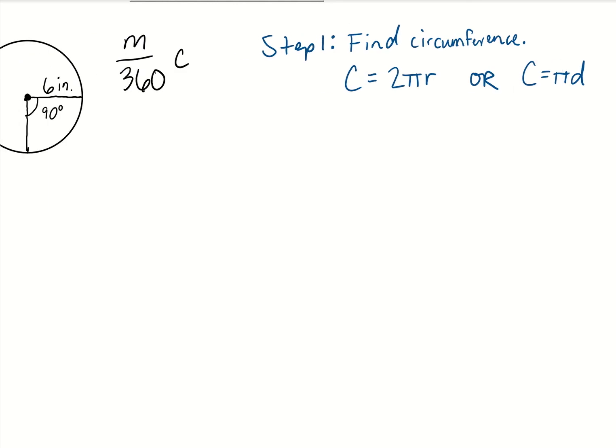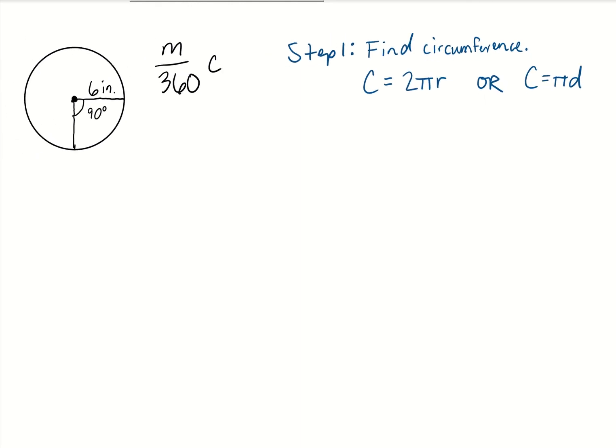This depends on which of the two they give you. For this one, I gave us the radius, so we're probably going to want to use this equation. After we finish step 1, we move on to step 2, which is just to plug in the angle measure, so m, and plug in our circumference, which is c.